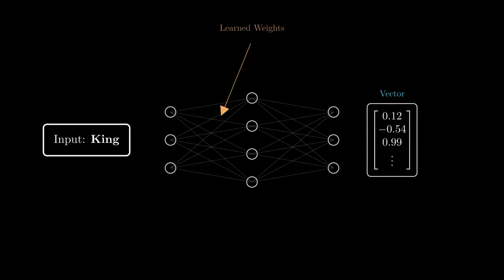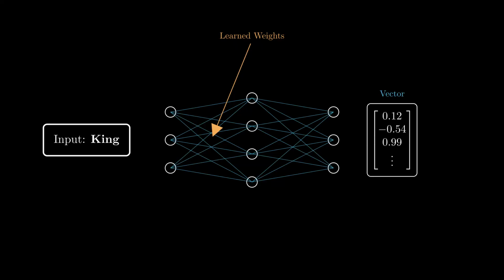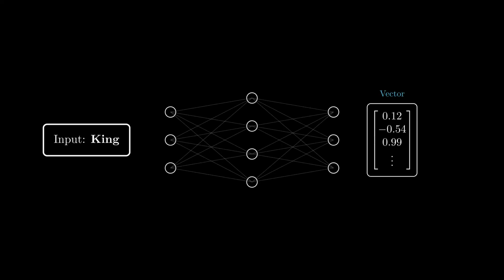But here is the key. The network isn't guessing. During a massive training process, it adjusted the strength of all these connections, learning exactly how to map words with similar meanings to similar vectors. Once trained, this black box becomes our embedding generator.